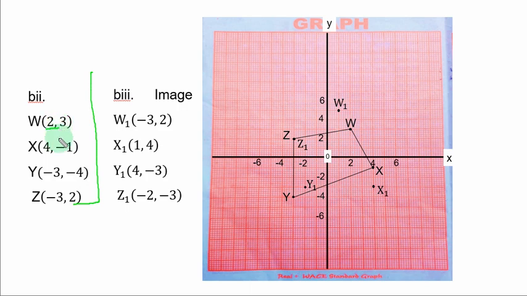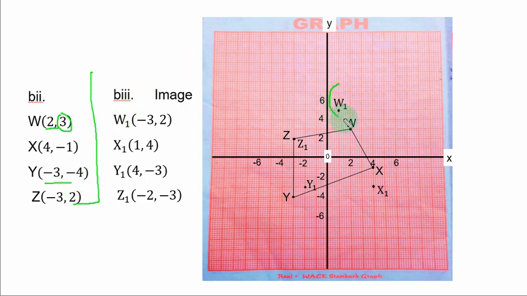Then what is affected is the second point. 4, minus 1 becomes 1, 4. Minus 3, minus 4 becomes 4, minus 3. Then minus 3, 2 for Z becomes minus 2, minus 3. So you plot the image as well.